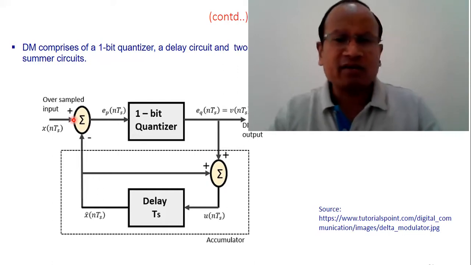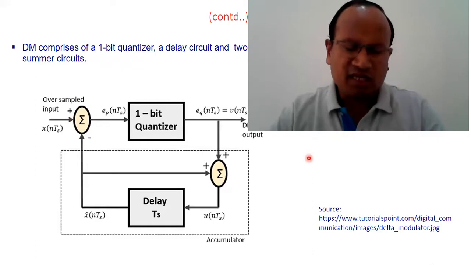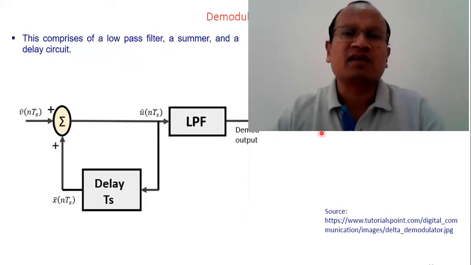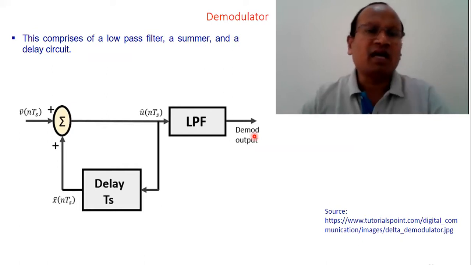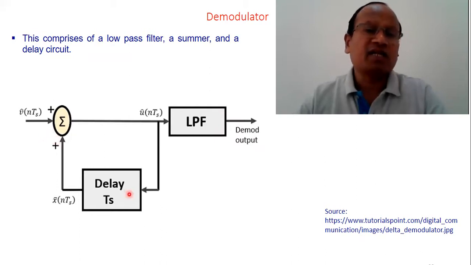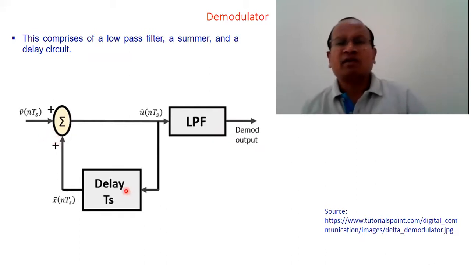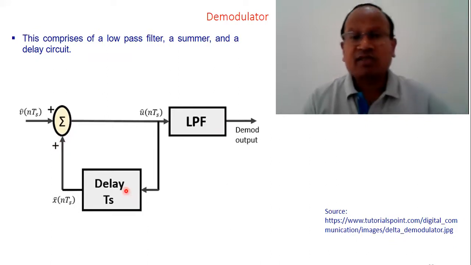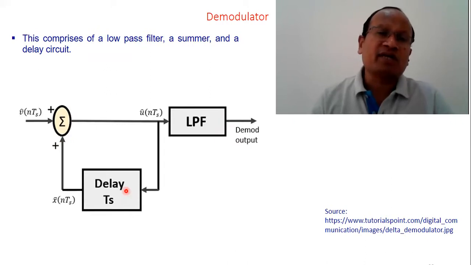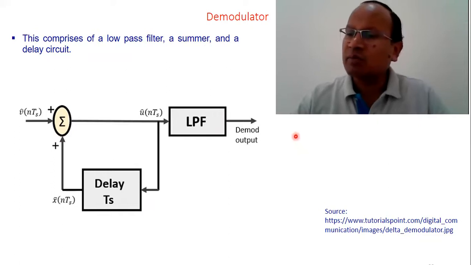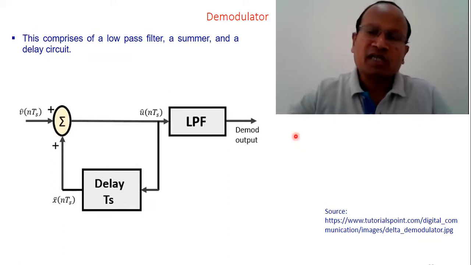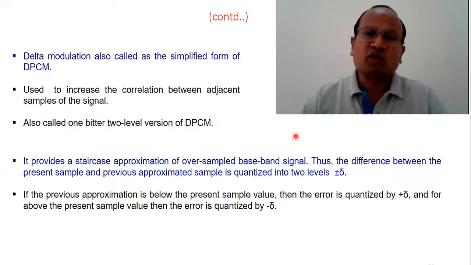And there is a delay operator, and there are 2 summer circuits which are used in delta modulation. This is the circuit for the demodulator, which comprises a low pass filter, summer, and a delay circuit. See here, there is an LPF, there is a summer circuit, mixer circuit or summer, and there is a delay operator. Delay again will compare, according to that error signal, whether the correct sample is being received or not. And after receiving that correct sample, it is passed through LPF and we get the demodulated output. And this is how the demodulator works.